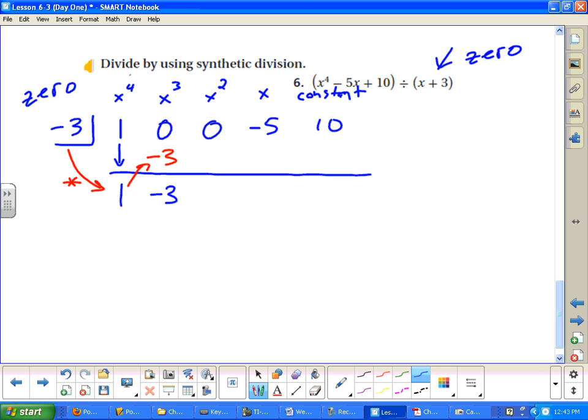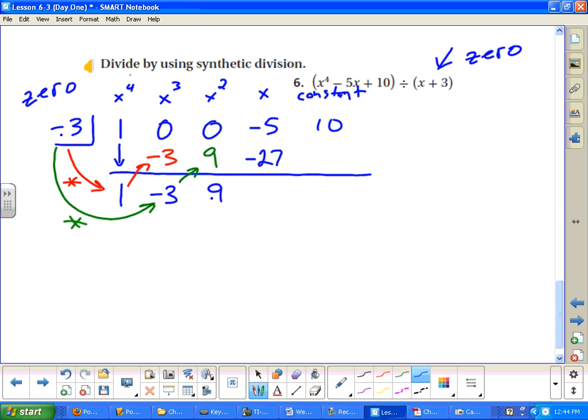And then I do the same thing again. So now we're going to take -3, multiply it by the next number in that row. So -3 times -3 is 9. So then I add the column again. 0 plus 9 is 9. And we do it again. -3 times 9, -27.